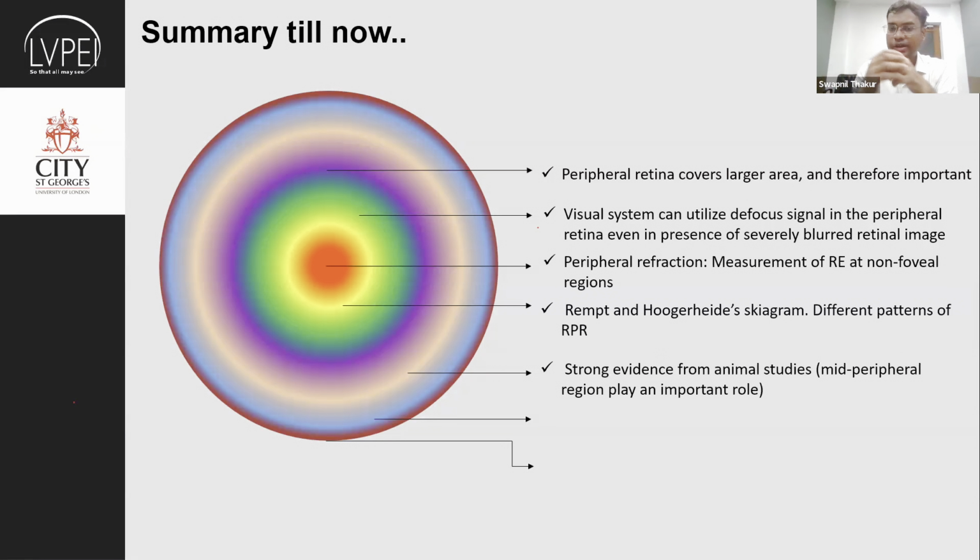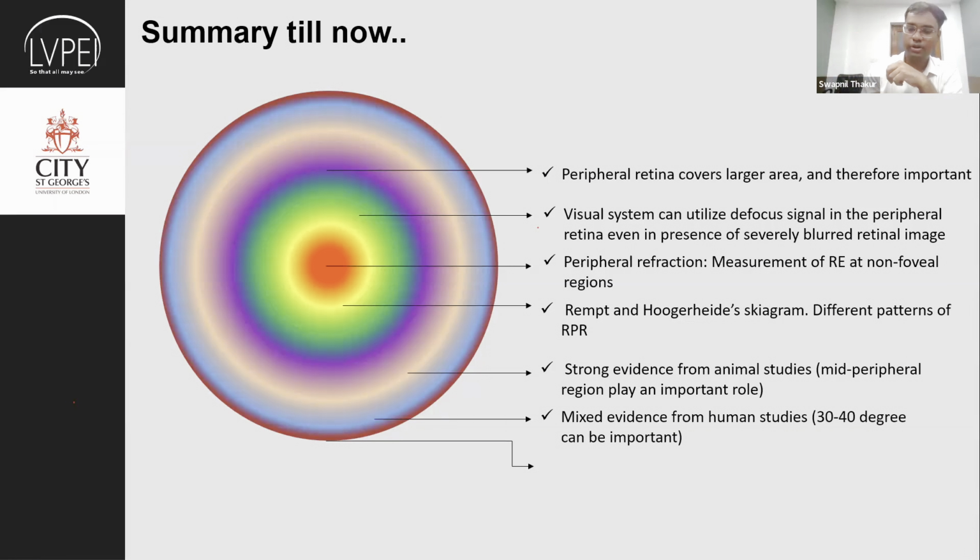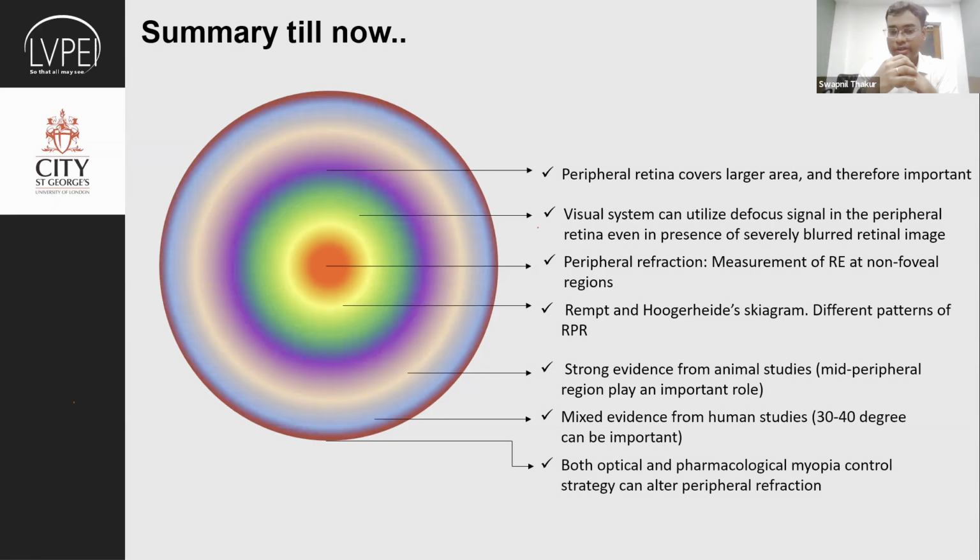We have also seen that multiple experiments done in animal models have indicated that the mid-periphery of the retina plays an important role in myopia development. Not only animal studies, but evidence from human studies also indicated that the 30 to 40 degrees of the mid-peripheral region of the retina could be important for myopia. Lastly, an important thing to note is that not only optical treatment, but also pharmacological myopia control strategies can alter the peripheral refraction pattern.